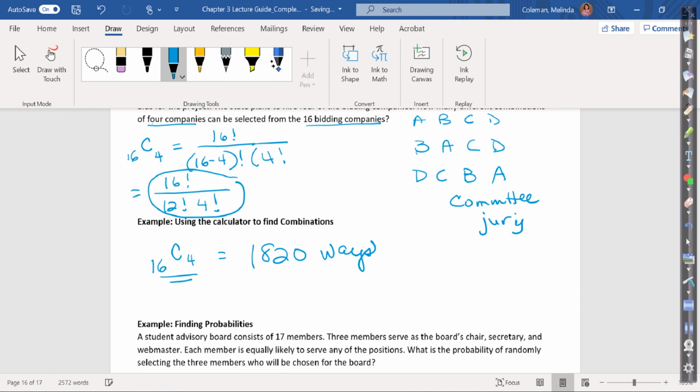So a lot fewer ways when order does not matter because you're taking out the order. Basically, that's what the extra division is doing, is taking out that order.